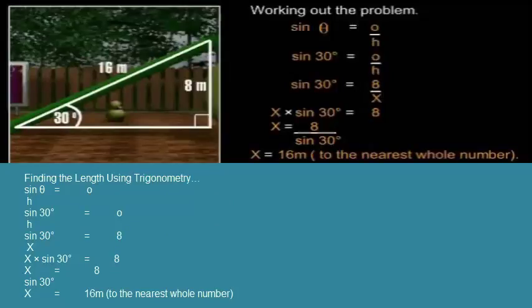Sin theta equals O over h. Sin 30 degrees is equal to O over h. Sine 30 degrees is equal to 8 over x. X times sine 30 degrees equals 8. X equals 8 over sine 30 degrees. X equals 16 meters.